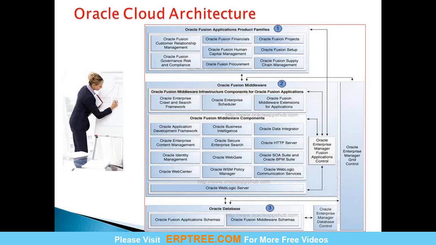That's why it is very important, to go with the cloud applications you need to have the Fusion middleware. So middleware contains all your backend information. And finally, of course, the database, which is housing our data. So the database is the third tier. So this is the brief architecture of the cloud.